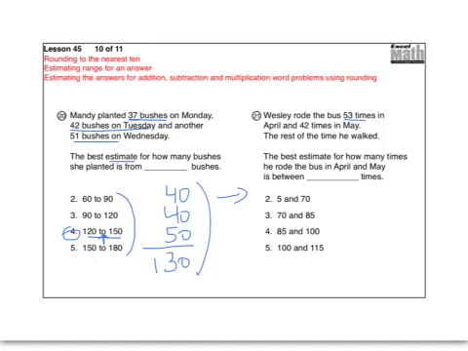Wesley rode the bus 53 times in April, 42 times in May, and the rest of the time he walked. The best estimate for how many times he rode the bus in April and May. Ooh, see, they gave you some extra information. We don't need that. So all you have to do is round 53 to 50, 42 to 40, add those together, which is 90, and 90 comes between 85 and 100, so you circle the 4.